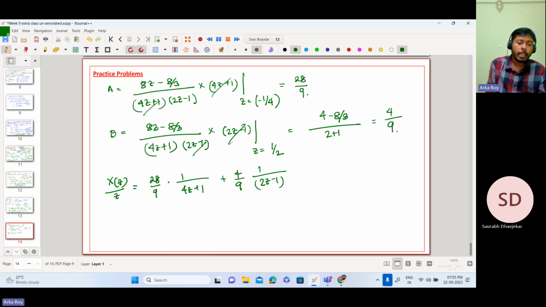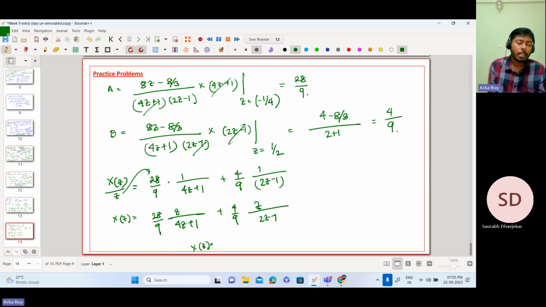Now you transfer this z in this, but you just cross multiply. So now it will be xz is equal to how much? 28 by 9 z, 4z plus 1, 4 by 9 z, 2z minus 1. Now given this, let me take you to the Z transform form.